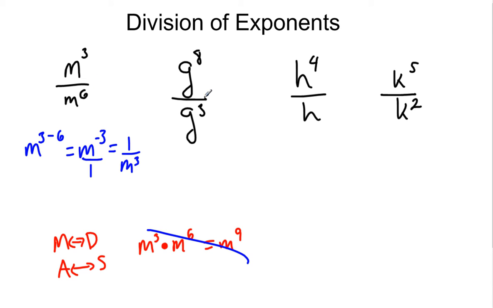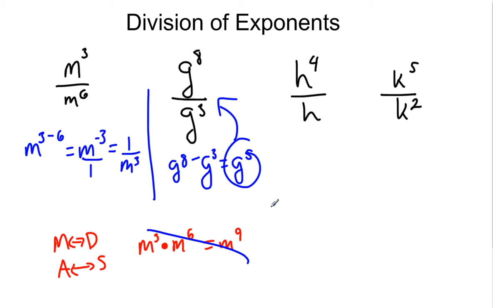So if I have here again, next example, g to the eighth minus g to the third, that gives us g to the fifth power. This is the simplified version of that. It is g to the fifth power. Next one. Here we have h to the fourth minus, well, when you don't see a power, it means it's 1. So h to the 4 minus 1, and that's h to the third.